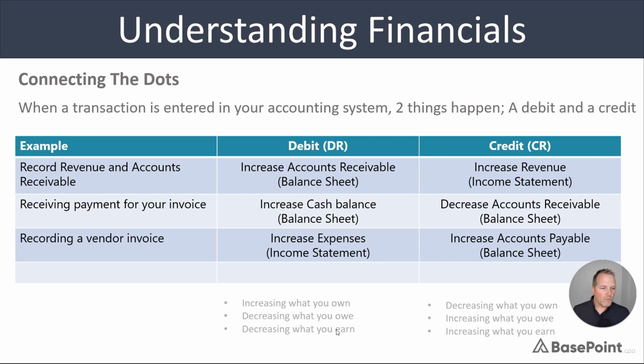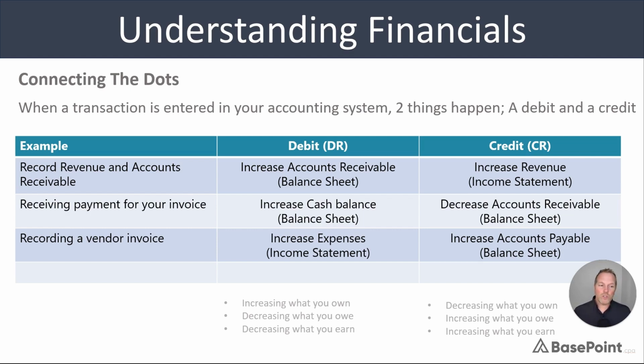So if we're going to decrease what we earn, that's going to be a debit. And so you're going to debit something on your income statement. It will be some kind of expense, right? So it might be your cost of goods sold. Maybe it might not be cost of goods sold. Maybe what the invoice is for is insurance. Maybe you got an invoice from your insurance. And so that's what that invoice is for.